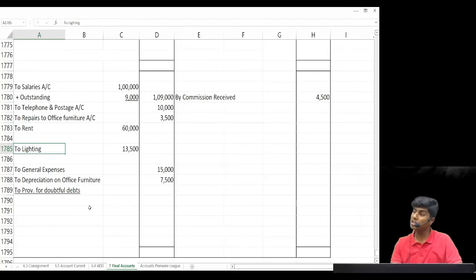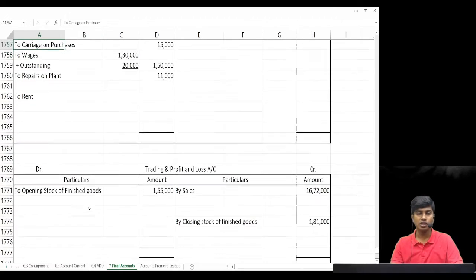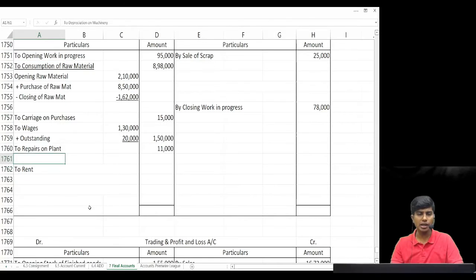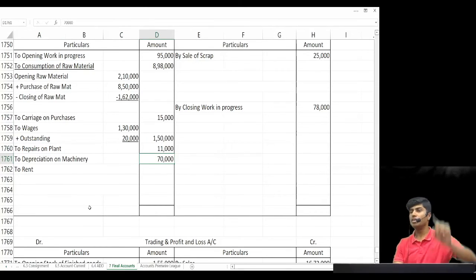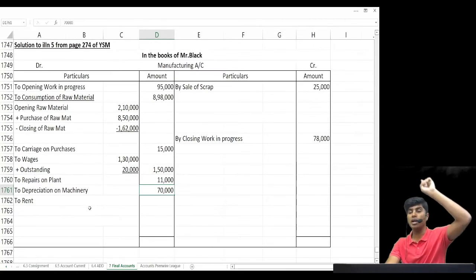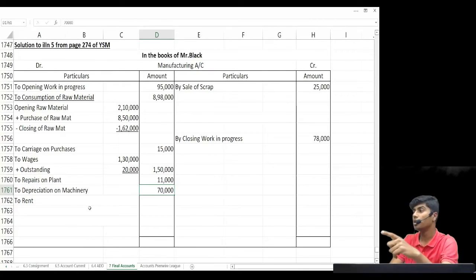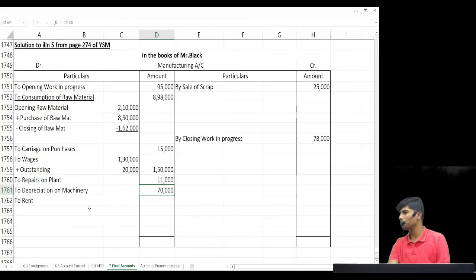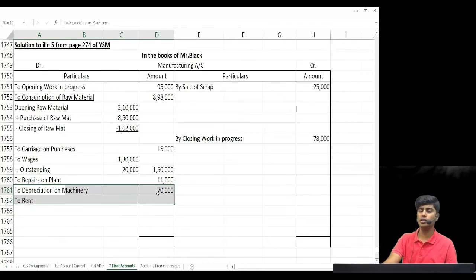Furniture also. Plant and machinery will be written in the manufacturing account. Coming to the manufacturing account, here I'll write depreciation on machinery 70,000. Machinery equipment depreciation goes to manufacturing, repairs to manufacturing, and furniture and building: if it is a factory building, manufacturing; if it is an office building, P&L. I told this to you when we wrote repairs on plant. Now we are writing it here.